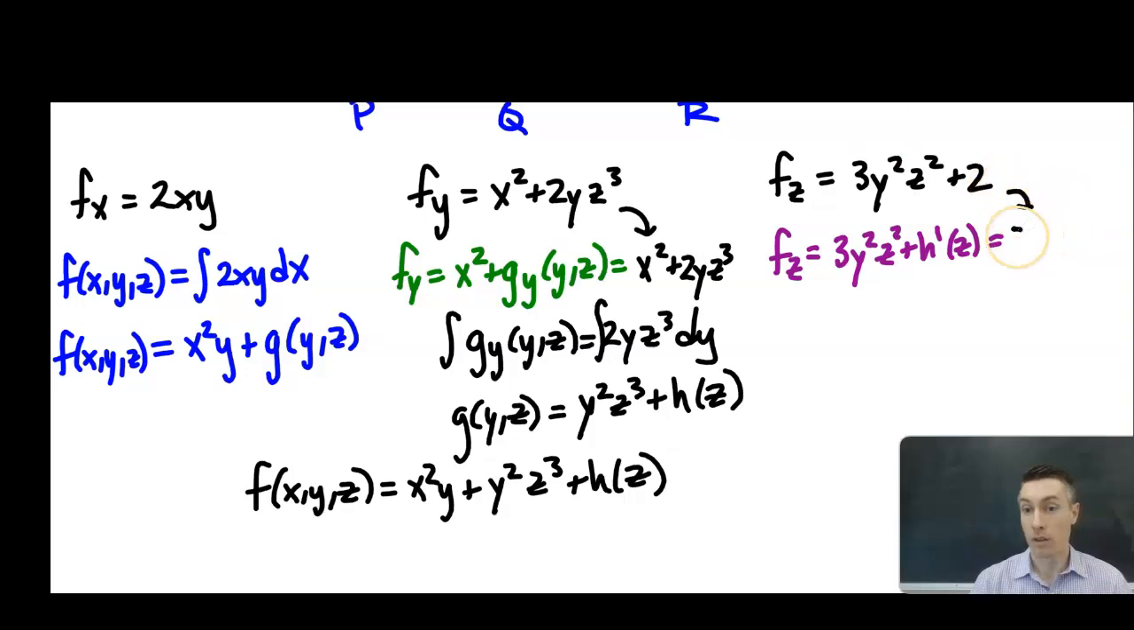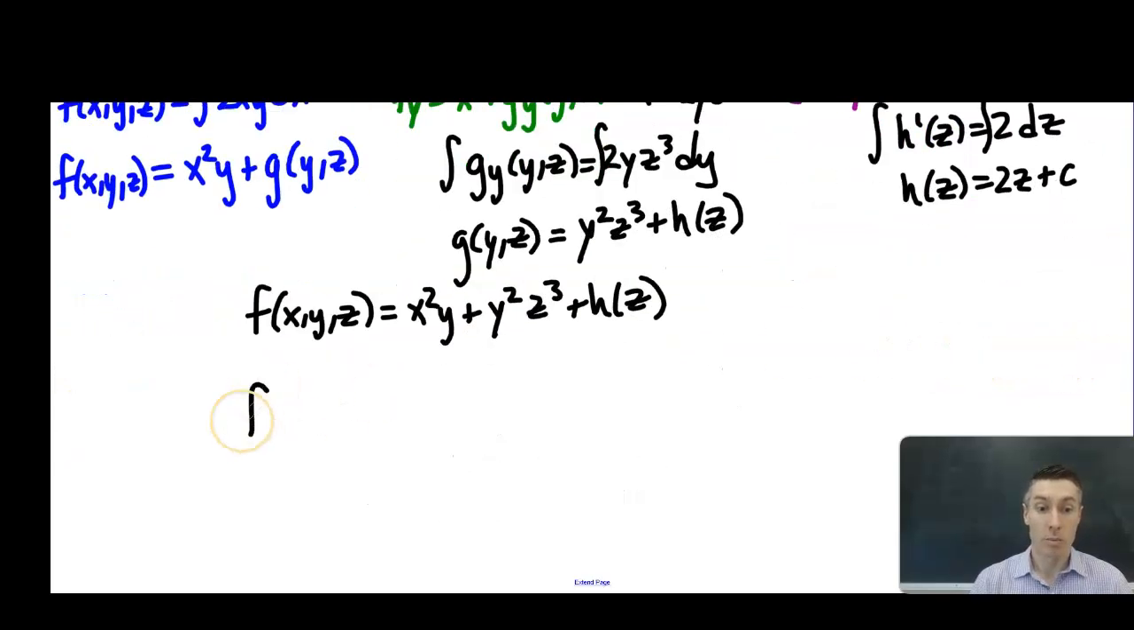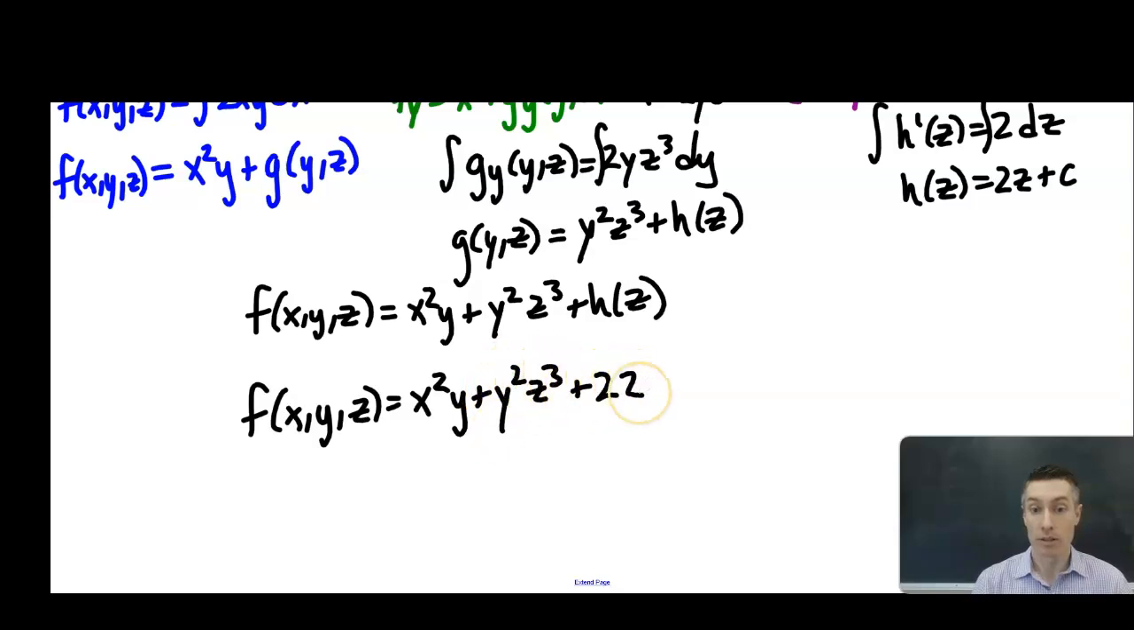So 3y squared z squared plus h prime of z equals 3y squared z squared plus 2. So h prime of z equals 2. Integrate both sides with respect to z. H of z equals 2z plus c, that indefinite integral there. So we put that in, f of x, y, z equals x squared y plus y squared z cubed plus 2z plus c. And now we have the potential function of this vector field.